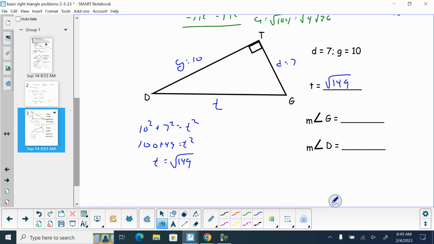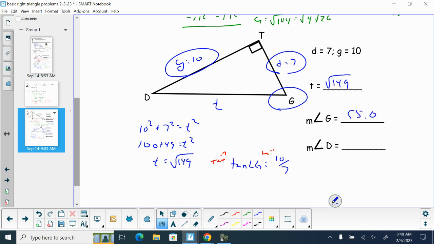For angle G, which trig ratio relates these two sides of this angle? Well, these are the two legs, so we have tangent of angle G is equal to 10 over 7. We take the inverse tangent of both sides, so we have the inverse tangent of 10 divided by 7. We come down to 55 degrees for angle G, 55.00 or 0.1.